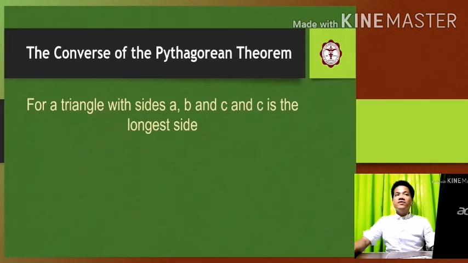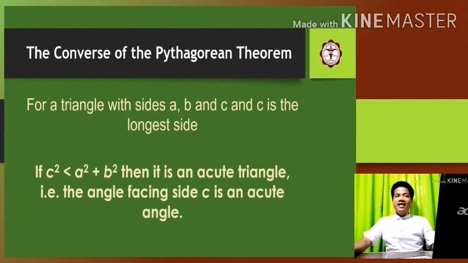For a triangle with sides a, b, and c, where c is the longest side, if c squared is less than a squared plus b squared, then it is an acute triangle, meaning to say that the angle facing side c is an acute angle.